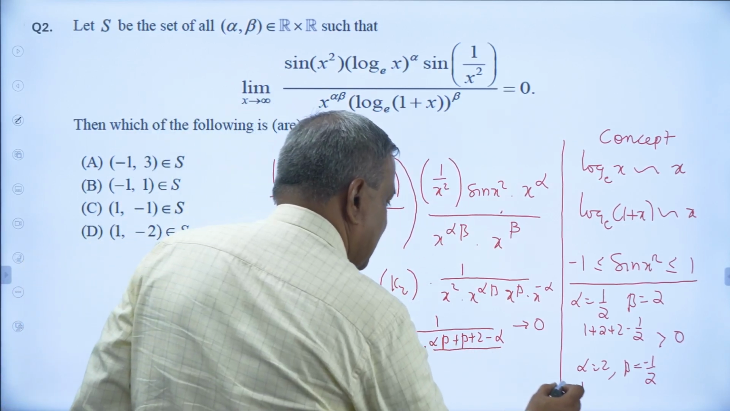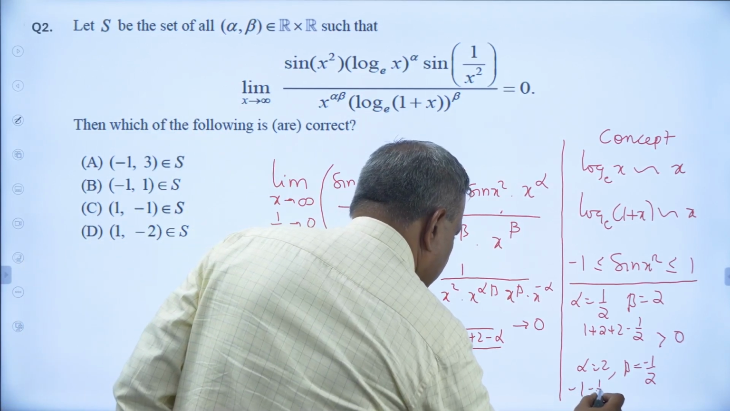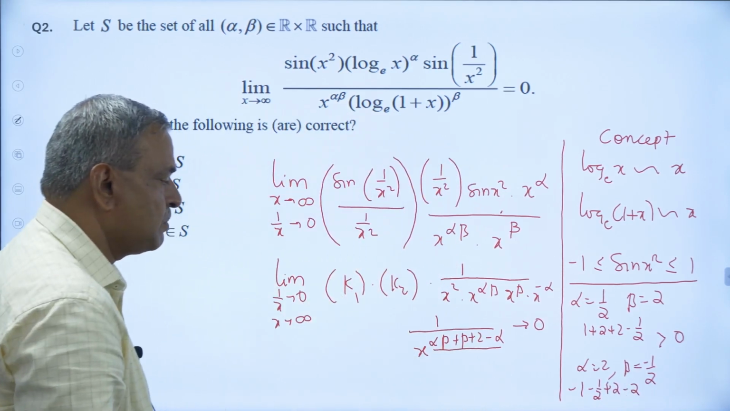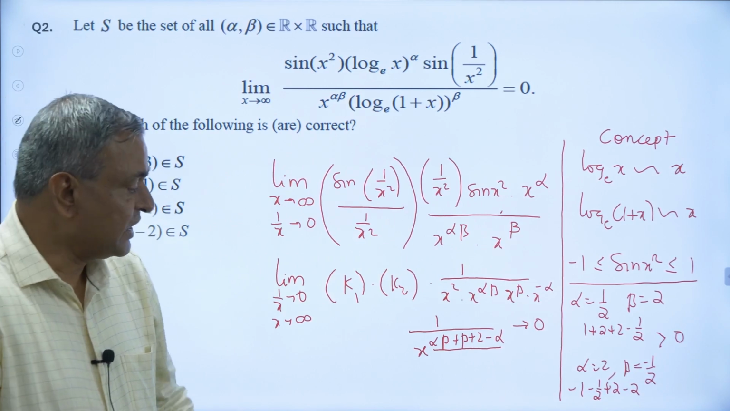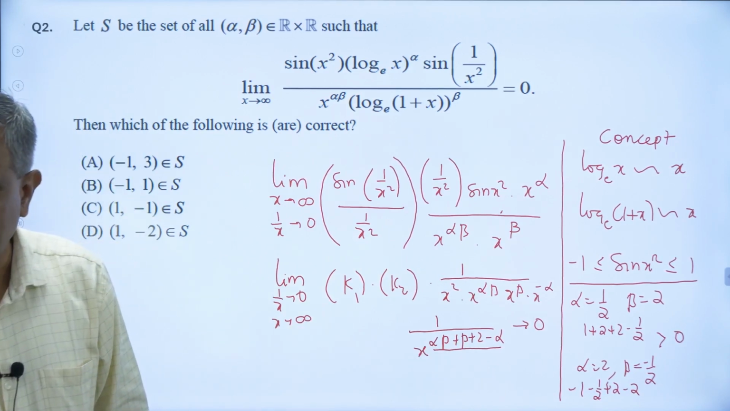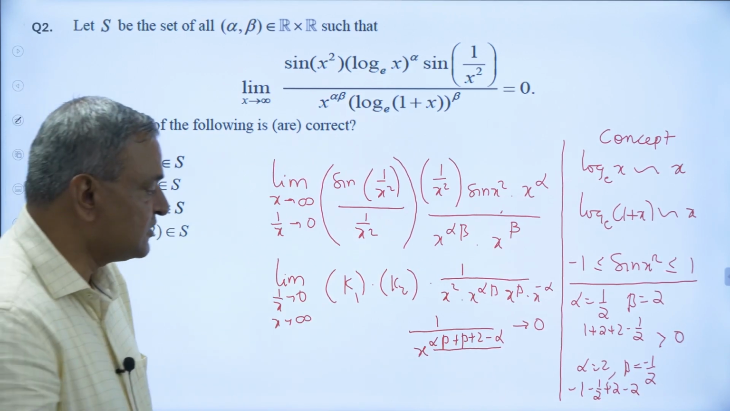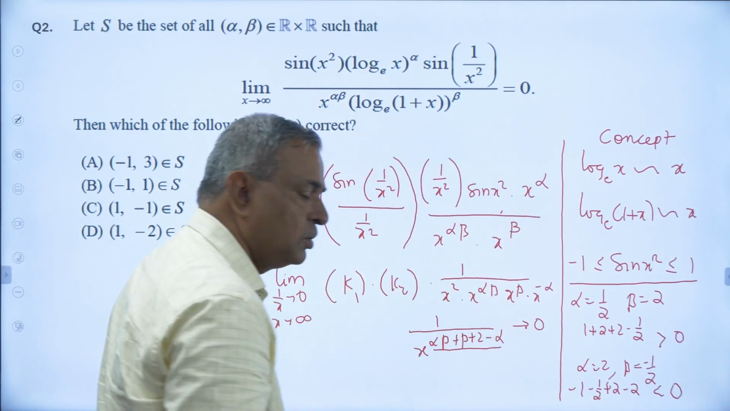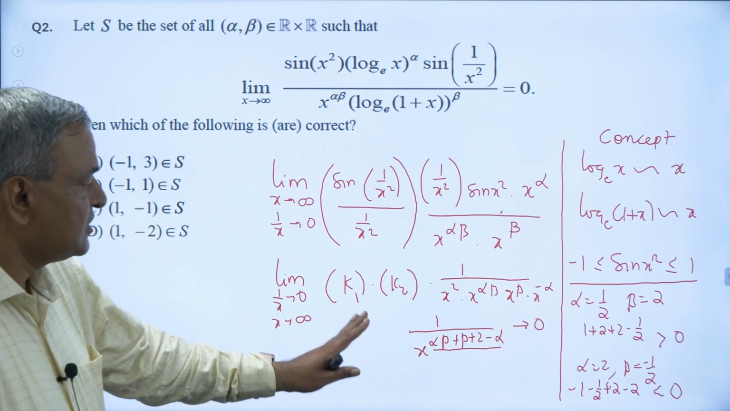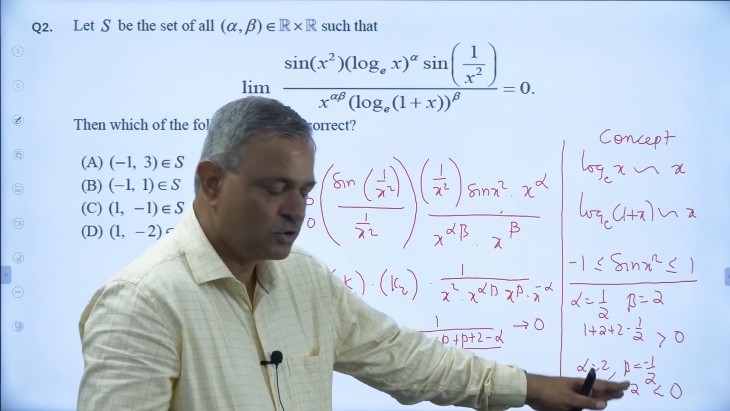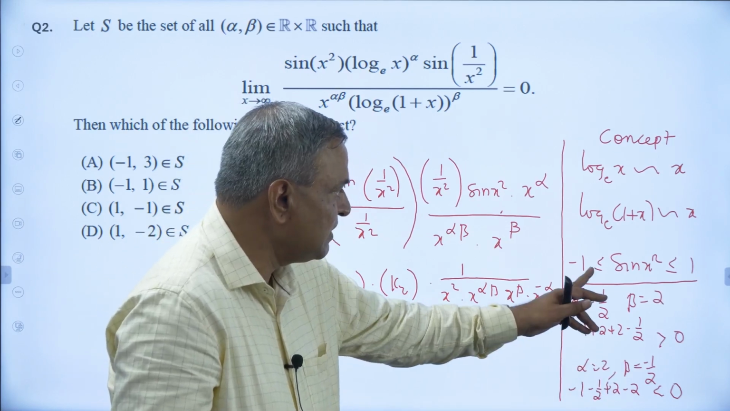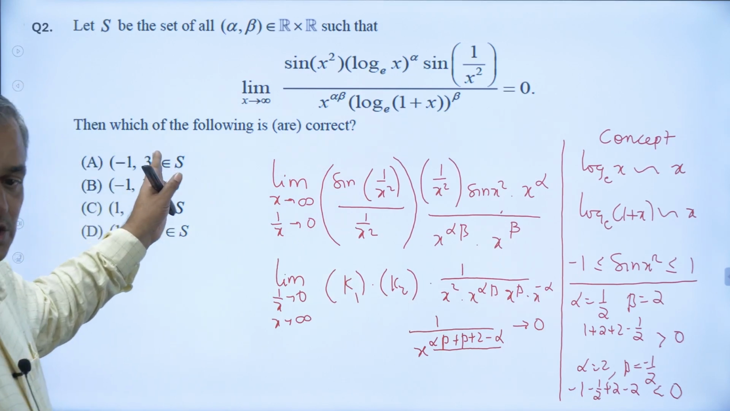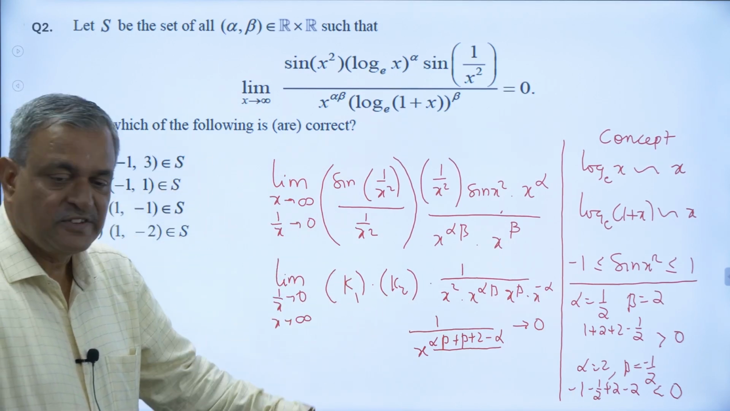Okay, and beta is equal to minus 1 by 2 plus 2 minus 2. Plus 2 minus 2 will give you a minus value. This value will give you a minus value, which is less than 0. Write down plus. I just took alpha is equal to 2, beta is equal to minus 1 by 2. And in the previous case we took alpha equal to 1 by 2, beta is equal to 2. So both are lying in option A. Option A satisfies or not.